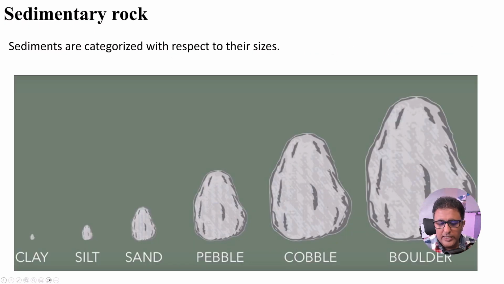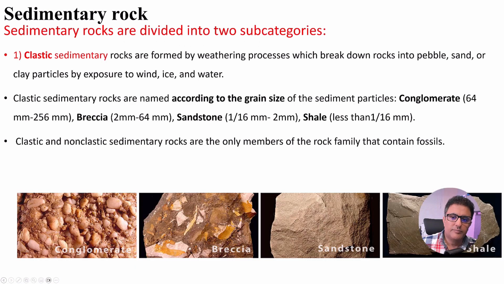So how we categorize sediments is very interesting. We categorize them with respect to their size. For example, the largest size is boulder, then we have cobble, pebble, sand, silt, and clay. And indeed, clay is the finest sediment that we see in nature.